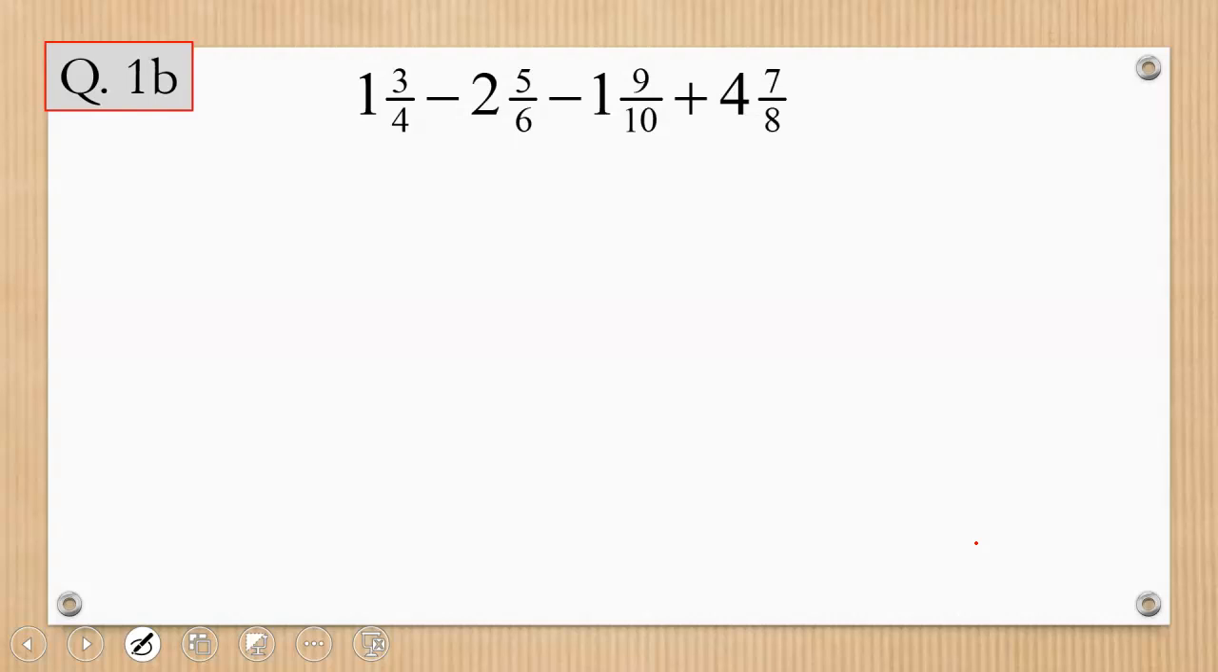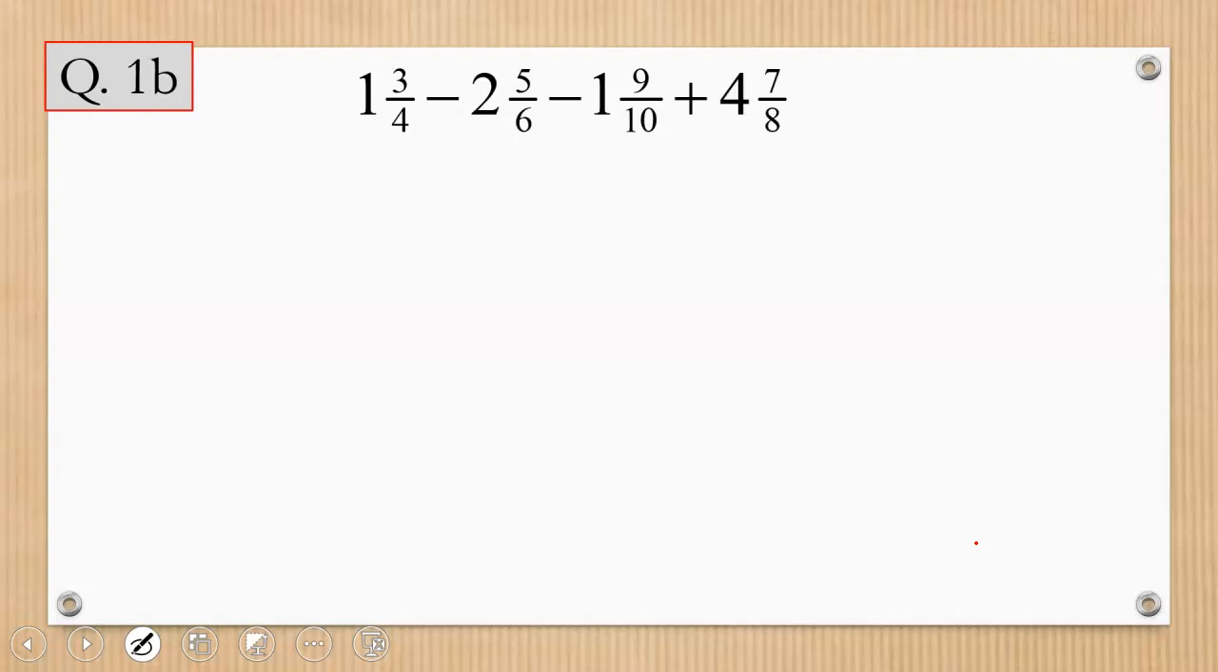Now let's look at part B of question number 1, and that is 1/3 minus 2/5 minus 1/9 plus 4/7. How do we do this? We have two options. One option is to change all these mixed numbers into improper fractions, and then we simplify them by taking the LCM. To me, it's quite complex if I go that way because I'll get huge numbers, and since we don't have calculators to use in the exam hall, I'll prefer the second approach. And the second approach is what I'm going to do.